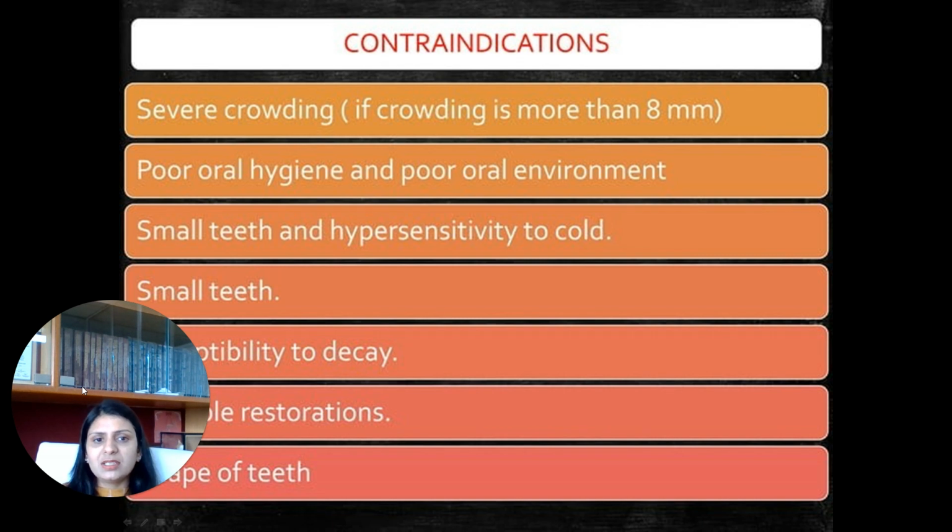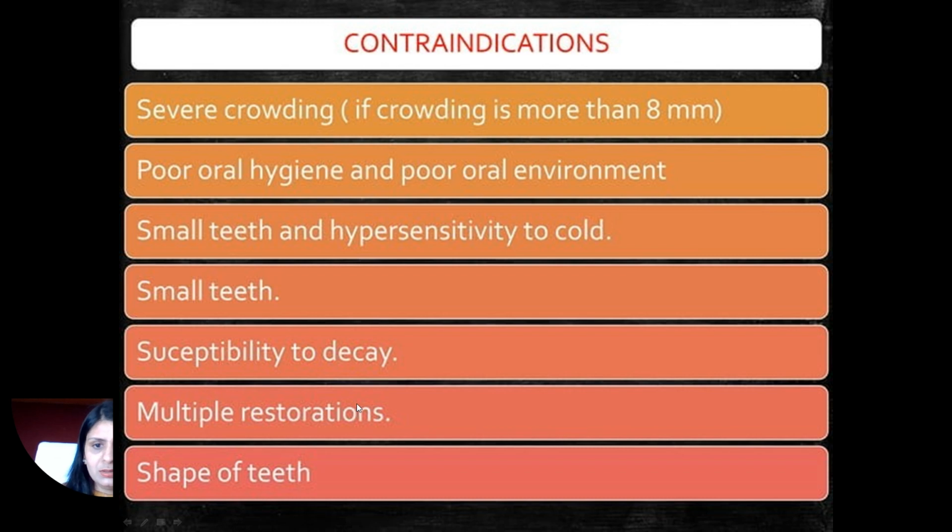Small teeth and hypersensitivity to cold. The patients who already have small teeth, we cannot reduce the enamel surface more, as this will increase the sensitivity. Susceptibility to decay and multiple restorations. The patients who already have caries and have multiple restorations have a high caries index. So if we do proximal stripping in those patients, we are exposing the patient again to more plaque, more food debris lodgement. So more chances of caries and periodontal diseases will be there.